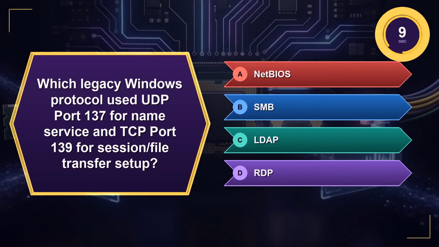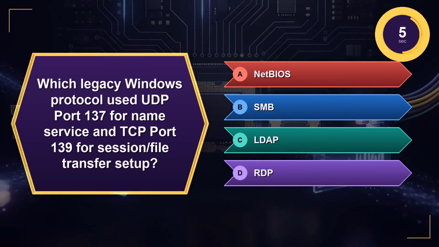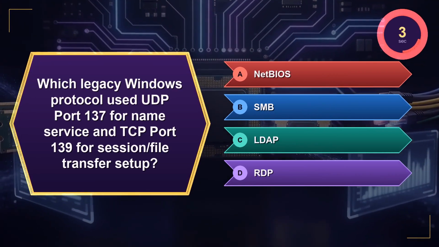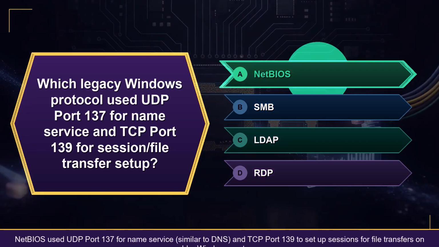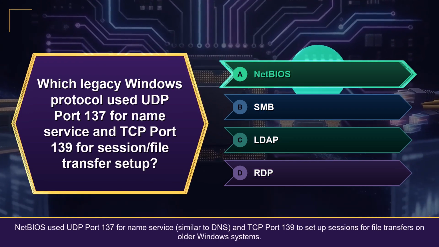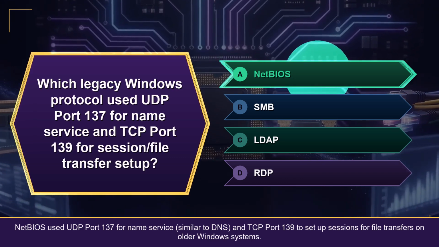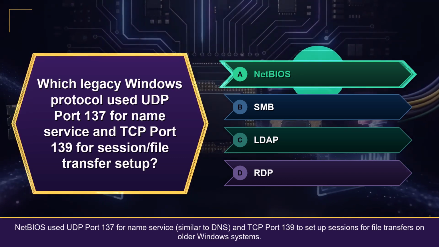Which legacy Windows protocol used UDP port 137 for name service and TCP port 139 for session/file transfer setup? NetBIOS used UDP port 137 for name service, similar to DNS, and TCP port 139 to set up sessions for file transfers on older Windows systems.